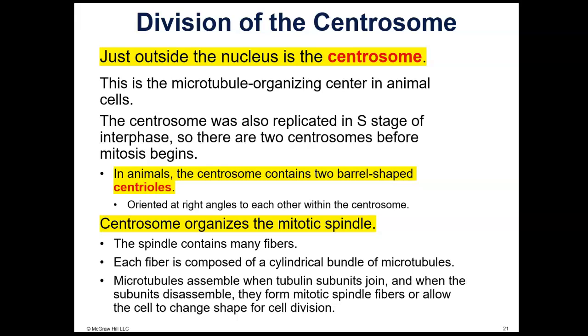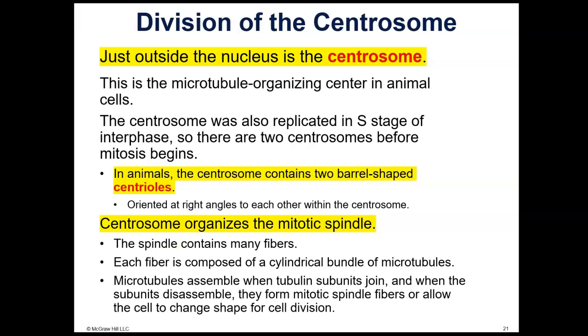All right, so the centrosome. This is a new structure that we're talking about, just outside the nucleus, and the centrosome organizes the microtubules or spindle fibers. So in animal cells, the centrosome contains two barrel-shaped centrioles that are lined up perpendicular to each other, at right angles to each other. And the centrosome in animal cells contains centrioles, but in plant cells it does not.